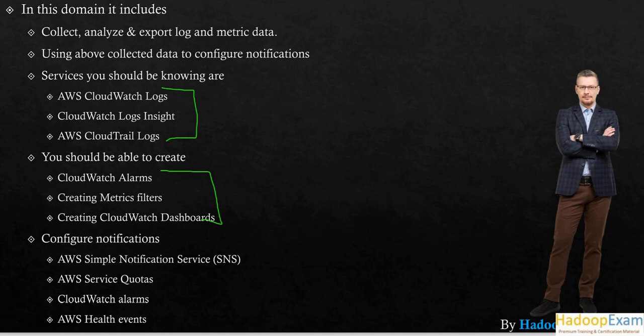So now you need to send the notification. As I mentioned previously, there are various notification services like Simple Notification Service, AWS Service Quotas, for when your limit crosses your service quotas, then CloudWatch alarms, and then AWS Health events. So these are the things you need to know as part of this domain. This is a very critical section, because you can imagine almost 10% of questions, even 10 to 12%, I would say, come from this section of domain one.